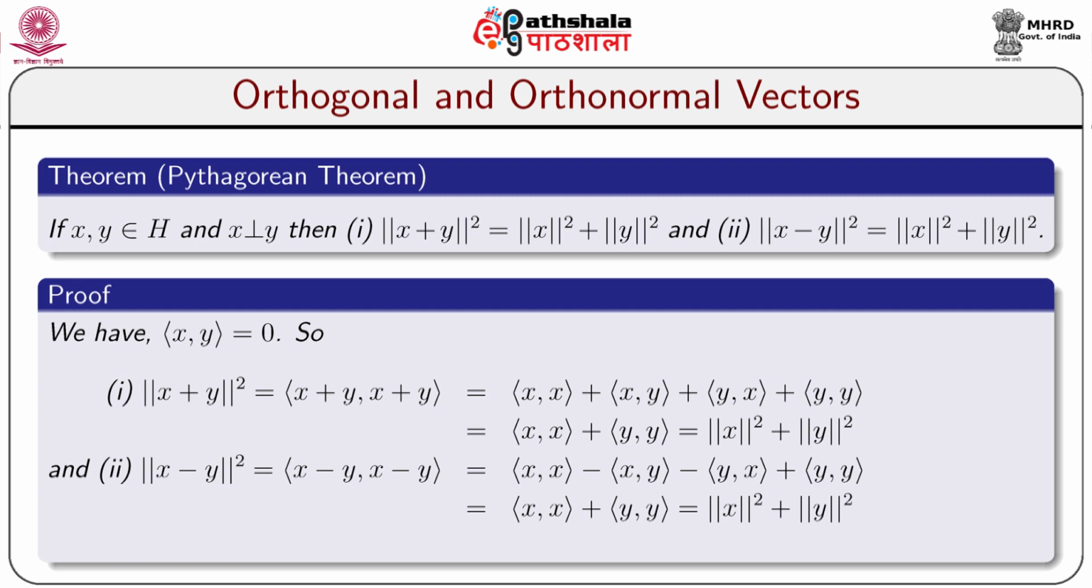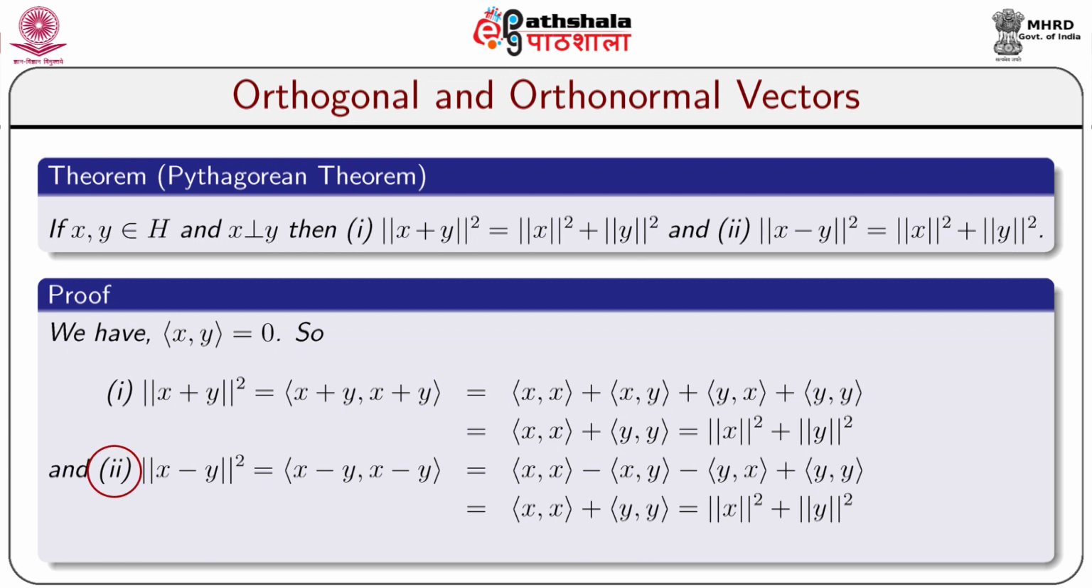Since x perpendicular to y, inner product x comma y equal to 0. So, number 1, norm of x plus y whole square is equal to inner product x plus y comma x plus y, and by inner product axiom 3, we get inner product x plus y comma x plus y is equal to x comma x plus x comma y plus y comma x plus y comma y, which is equal to inner product x comma x plus y comma y, because inner product x comma y equal to 0. Since inner product x comma y equal to 0, we get inner product y comma x is equal to 0. Thus, norm of x plus y whole square is equal to inner product x comma x plus inner product y comma y, which is again equal to norm of x square plus norm of y square.